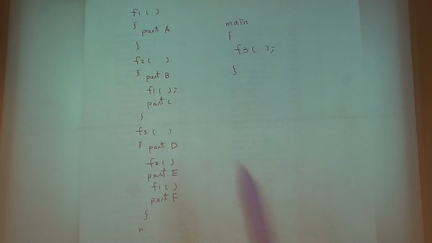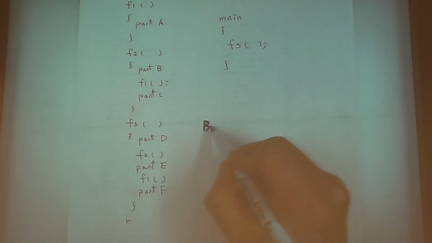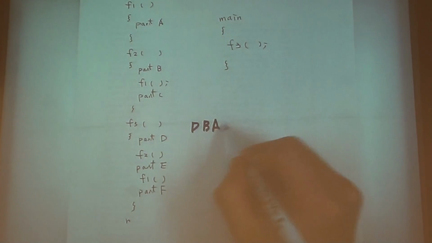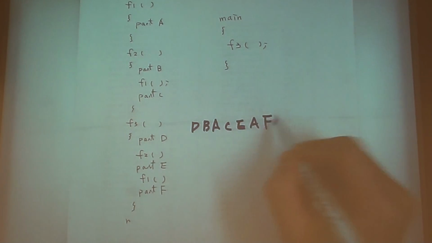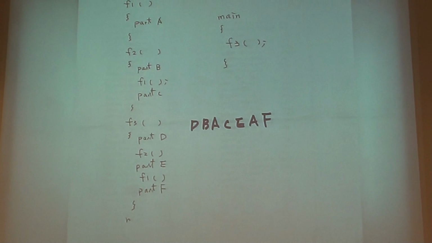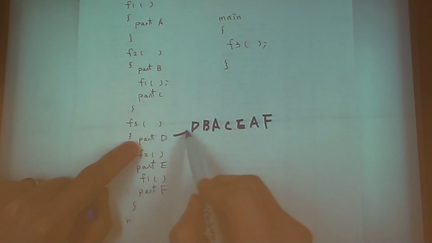Okay. What's your answer? So you will be D, B, A, C, E, A, F. Is that right? Do you agree? Yes. Okay. So we'll call F3 first, we come to D, so there's no problem.